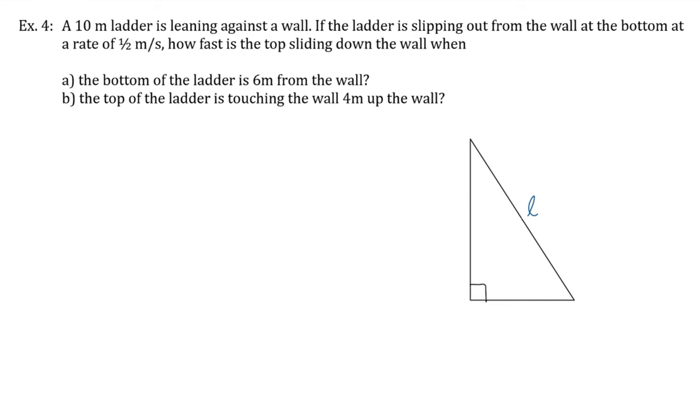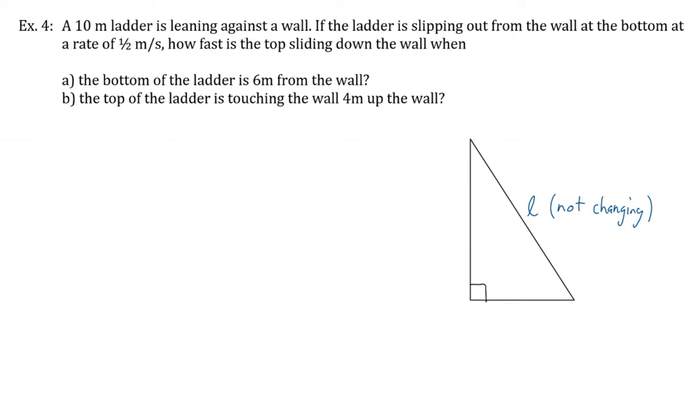So what's important to think about with this ladder is that its length is not changing. It stays at 10 meters the entire time. So I always make a note of that. And again, you want to get in the habit of looking for things that aren't changing. This is going to make it easier when we go to take the derivative.